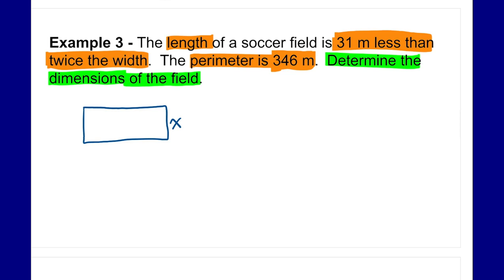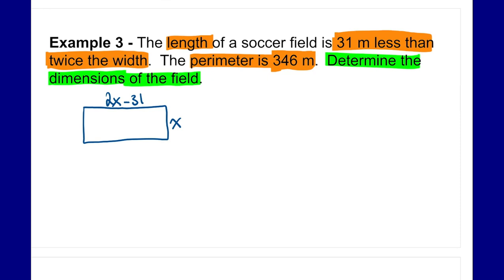For the length of the soccer field, well, we know the length is 31 meters less than twice the width. So how do we represent that mathematically? Well, 31 meters less than twice the width. Less means we have to subtract from twice the width. So twice just means multiplying by 2, so 2x. So that's twice the width. 31 meters less would be to minus 31.